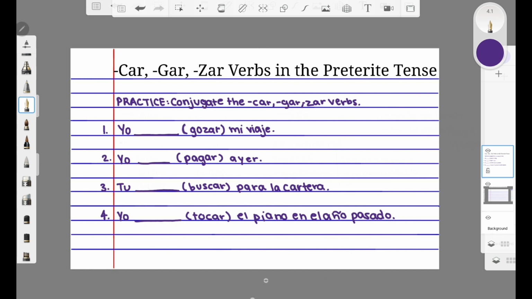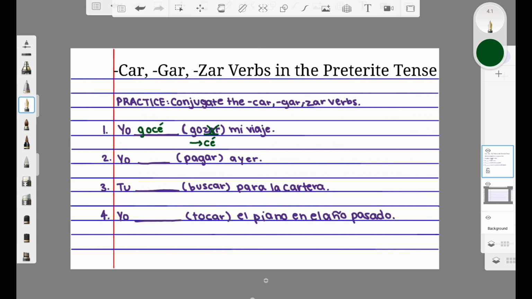And for practice, conjugate the car, gar, zar verbs correctly in the 4 exercises below. Pause the video now and start the practice. Alright, let's go over it. Number 1, we're conjugating gozar, which means to enjoy. It's a zar verb in the yo form. So if you remember, for zar verbs, the rule is CÉ. So we're going to get rid of the zar part and just add in the CÉ. Yo gocé mi viaje means I enjoyed my trip.